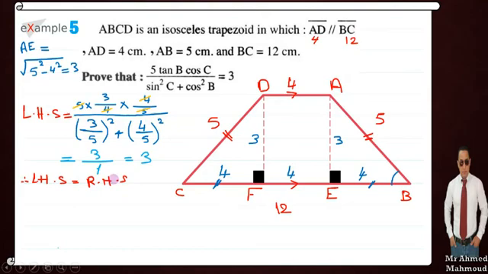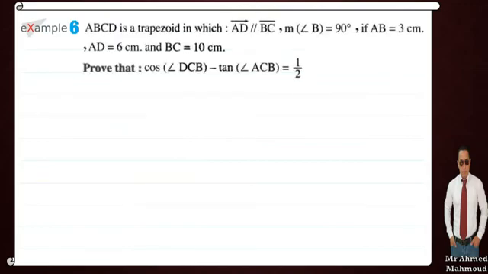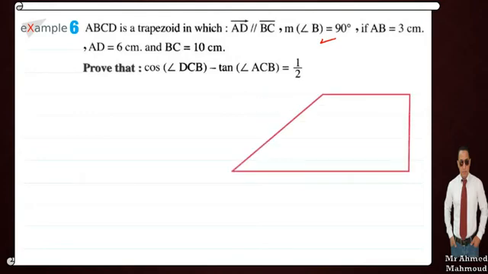Now I'm going to solve example 6. In this example, ABCD is a trapezoid in which AD is parallel to BC and angle B equals 90 degrees. We have studied the right trapezium in the second prep. The right trapezium is a trapezium in which two of its angles are right, or one of its legs is perpendicular to the base, like this. Now we have here a right angle like this.